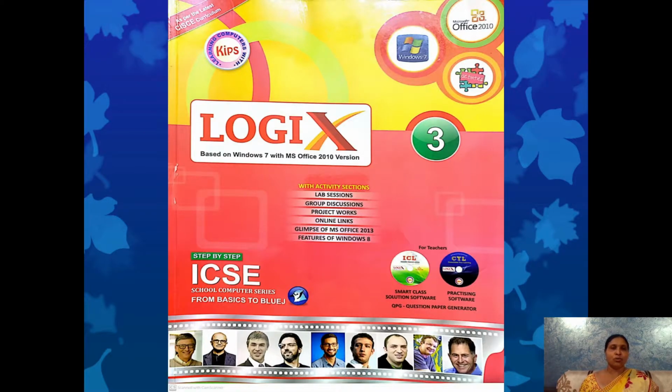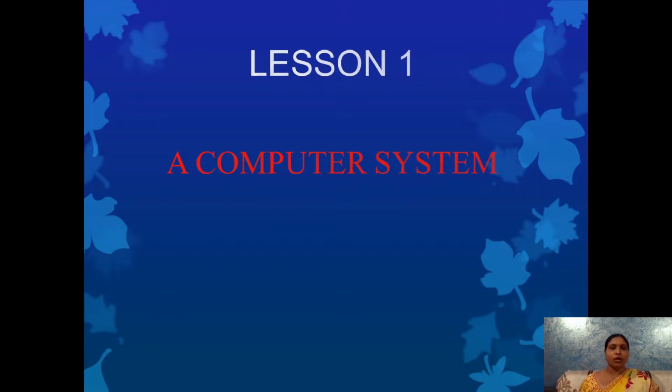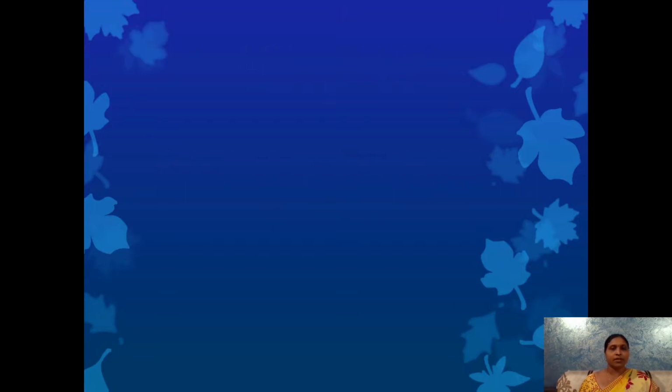This is your textbook, KIPS publication, Logix. Let's start with the new lesson, lesson number 1, a computer system. What is a computer system?